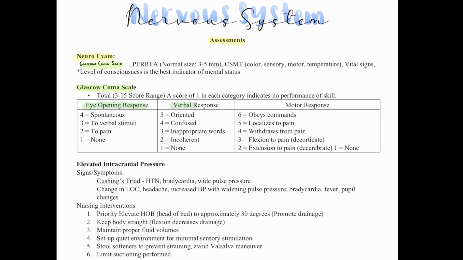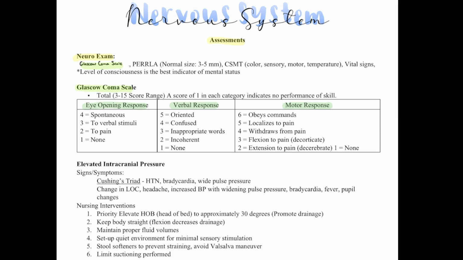The next criteria is the verbal response. So we're looking at, are they oriented to what we're saying, or are they confused? Do they have inappropriate words? Are they incoherent, or do they have none? And again, they're getting points for whichever one of those they hit for. And then we're looking at motor response. So we're looking at, do they obey commands? Do they only have a motor response to localize pain? Do they only withdraw from pain? Do they have flexion to pain? Or do they have extension to pain? Or do they have none? And again, they're getting the points related to which one they score for.